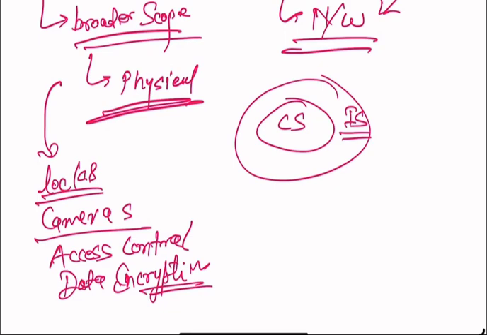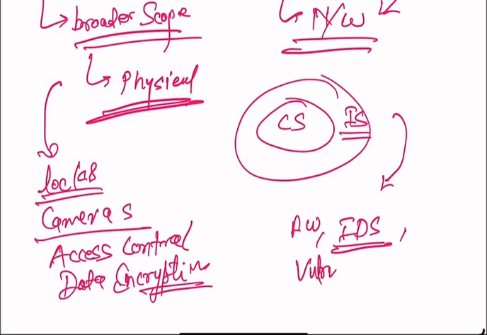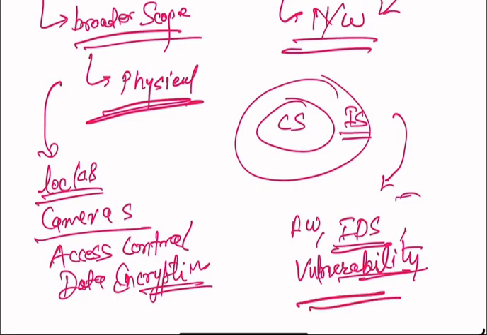When we are talking about techniques related to cyber security, it actually uses a more specialized set of tools and techniques like firewalls. We have IDS, intrusion detection systems, and vulnerability assessment scanners. Also, incident response procedures come under cyber security. So these are the techniques we use in cyber security.